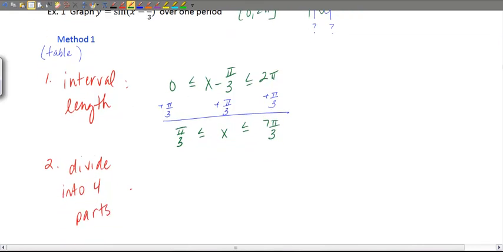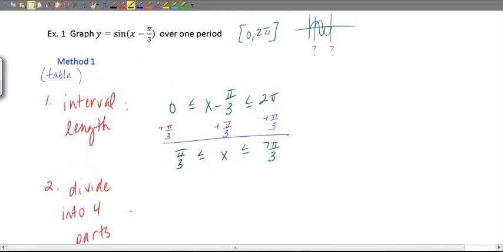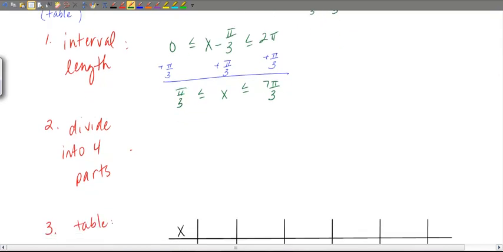So my new interval, in other words, one complete picture for sine, is now occurring between pi over 3 and 7 pi over 3. So that's what we've done first. Just like before, we want to divide this interval up into 4 parts. In order to do that, I have to know the length of this interval, so that becomes a subtraction problem.